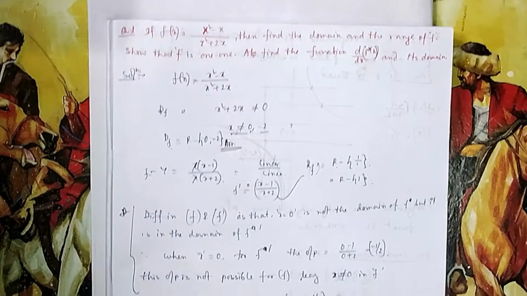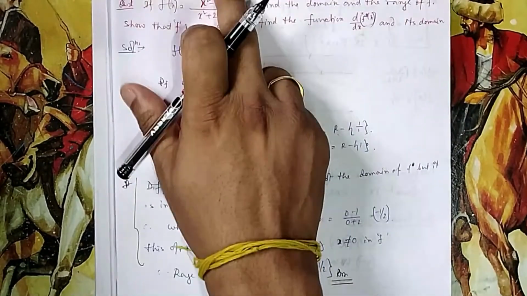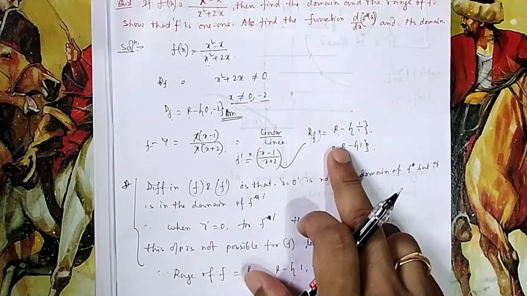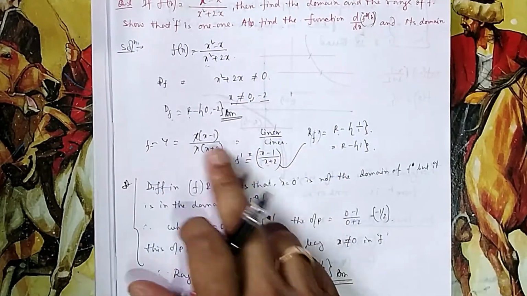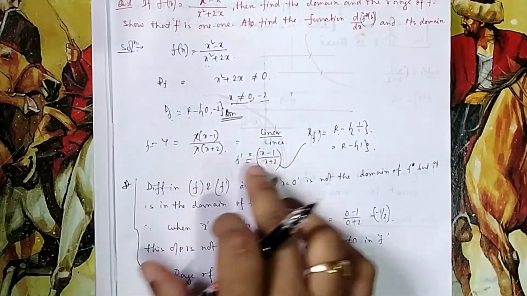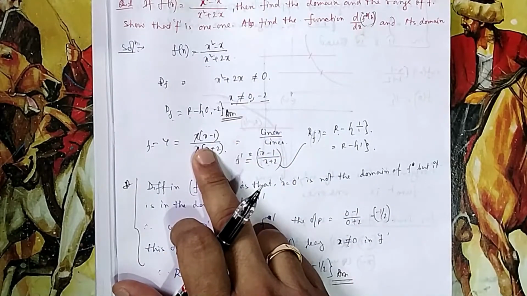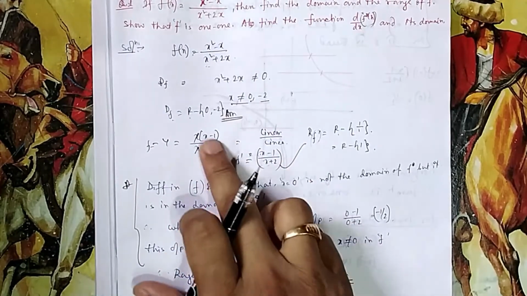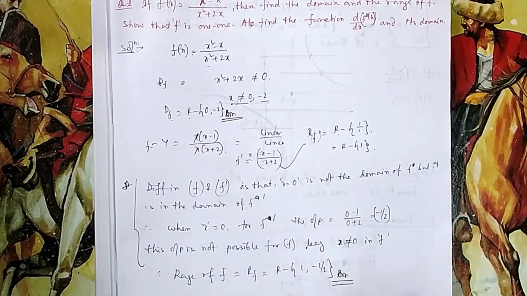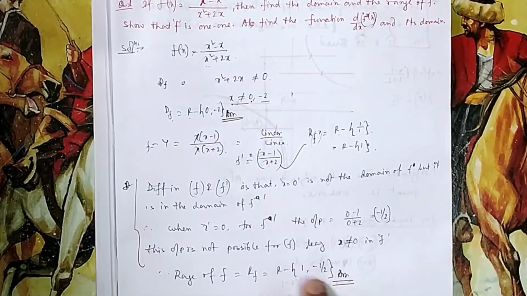So the range of the function that is given to you is R minus 1 and minus half. The difference between these two is you can put 0 here, you cannot put 0 there. So if you put 0, the output is this, and this output will not come here because here you cannot put 0. So this is the range.